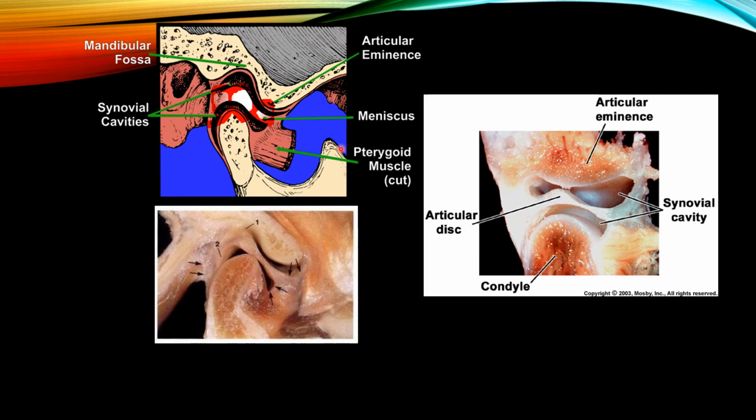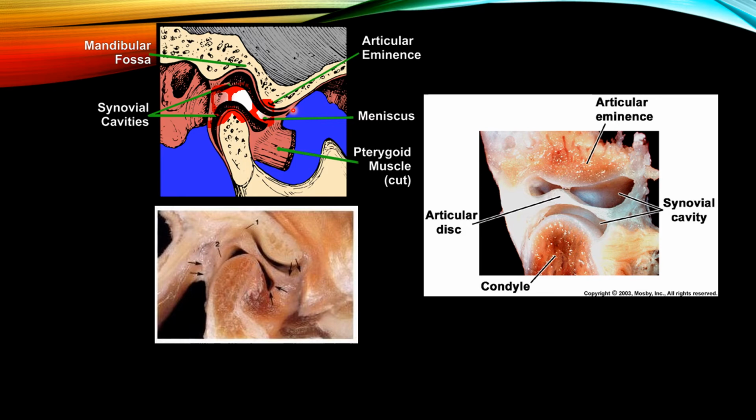So the shape of the intermediate portion of the articular disc is such that the condylar head of the mandible fits snugly inside the articular disc. This is the anterior and superior most position of the condyle with respect to the articular eminence, and this position is known as the centric relation, which is the relationship of the condyle to the intermediate part of the articular disc.